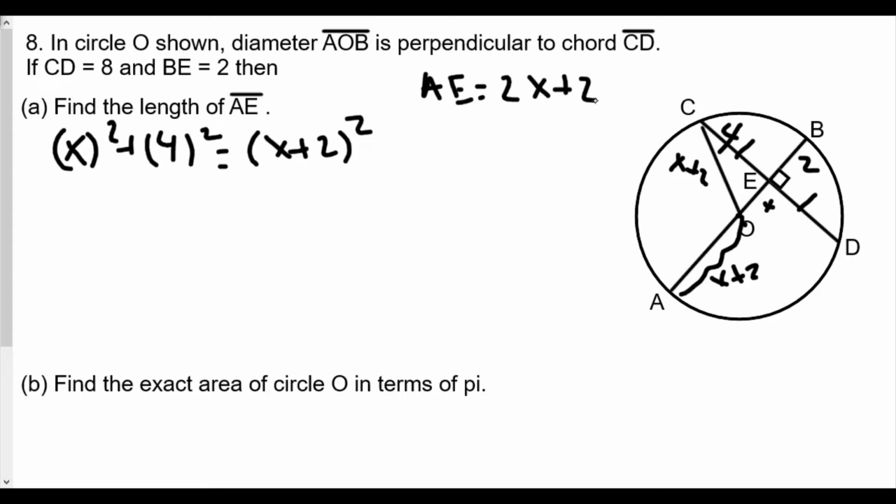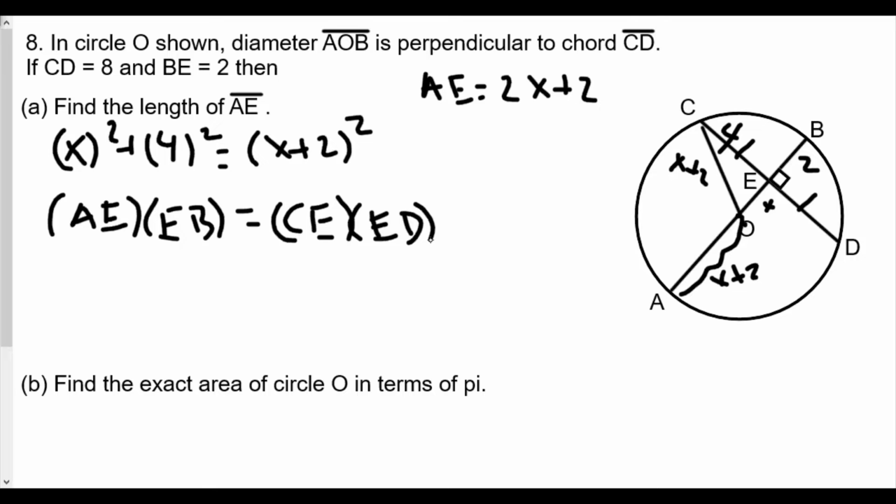However, when two chords intersect in the circle, the product of the segments of the first chord, which in this case is the measure of AE times the measure of EB, is equal to the measure of CE times the measure of ED. Because we know CD is 8 and is perpendicular to the diameter, it is going to make each of those parts 4. Therefore, CE is 4, ED is 4, EB is 2, and we want to find AE. So that's our unknown value, AE.